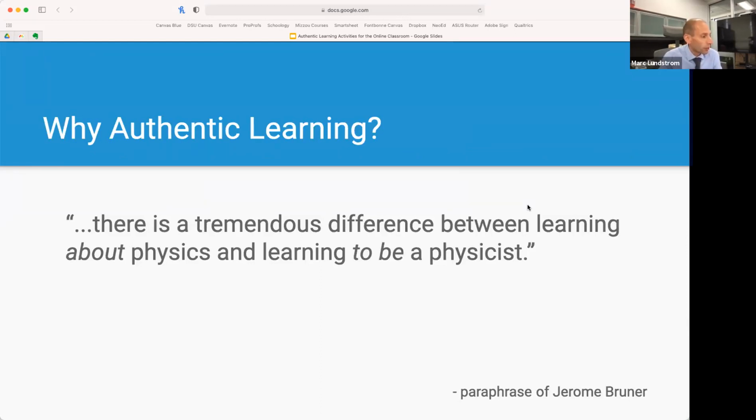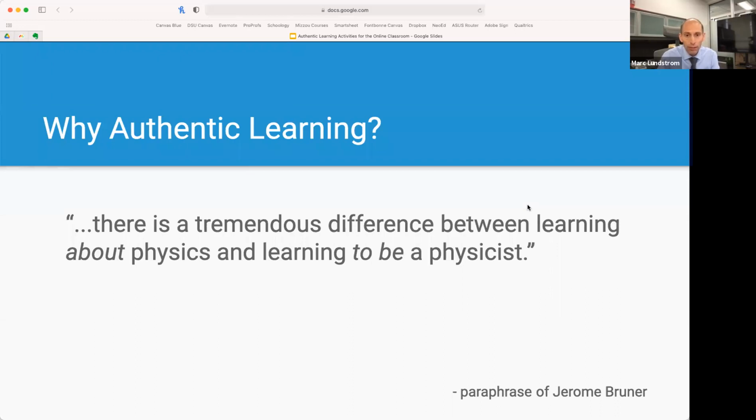This is a great quote that I like: there's a tremendous difference between learning about physics and learning to be a physicist. I think this really encapsulates a lot of the value of what authentic learning can bring to students. What I like about this particular quote is it helps us to see that there is a difference between those two things.